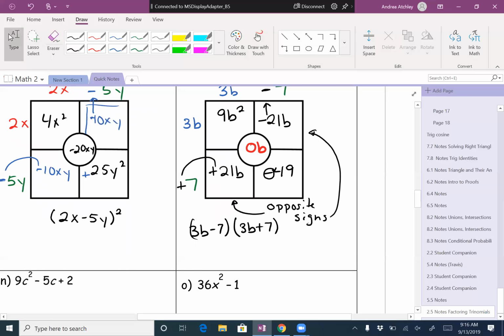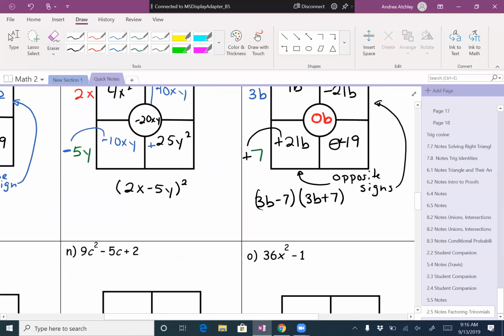Can I write this one like I did this one? They're not exactly the same, so I can't use the squared notation. Make sure you write it out like this. Any questions?